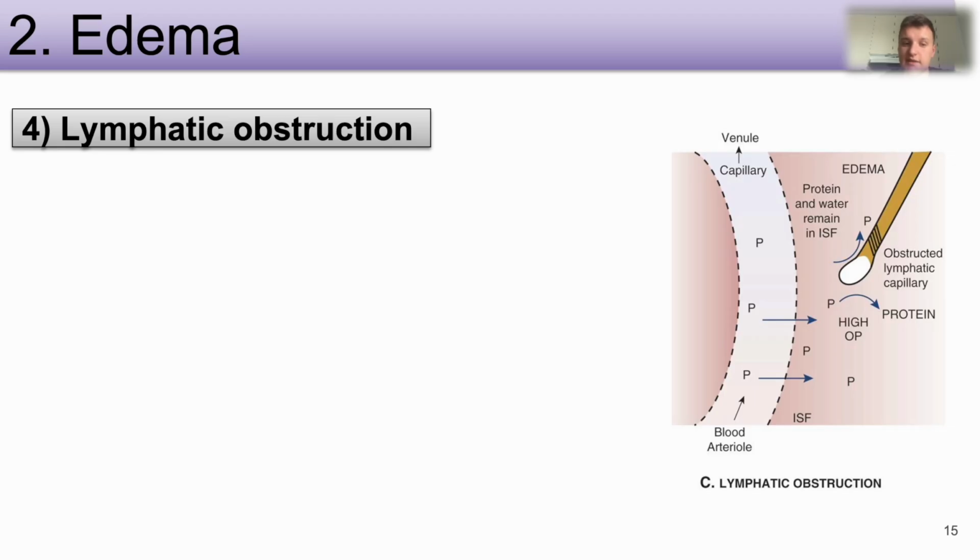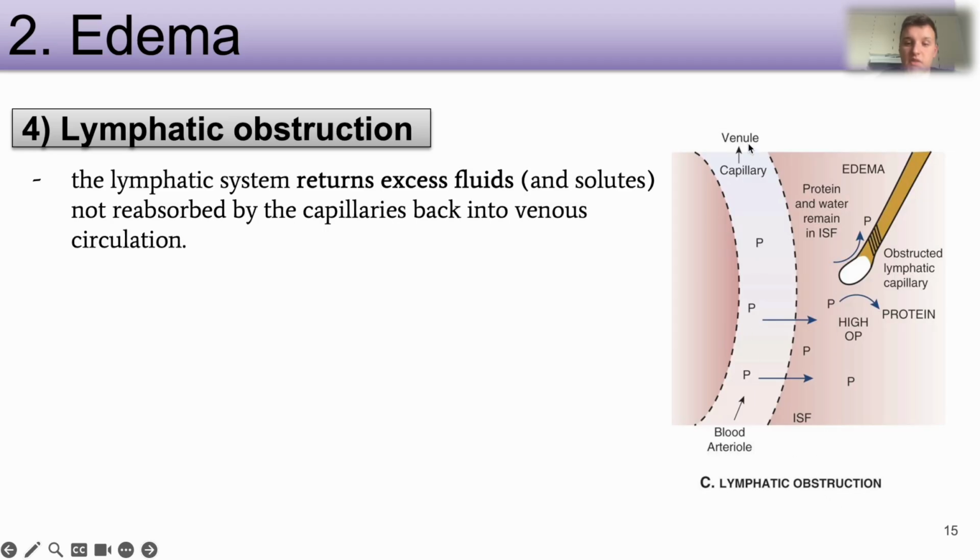And the last thing is lymphatic obstruction, right? Here's my little blood vessel, and here's my lymph node, okay? The lymphatic system, the whole point of it is to return excess fluids and solutes and to not allow it to be reabsorbed by the capillaries, right? If it can't get reabsorbed back, then it'll put it back into venous circulation.